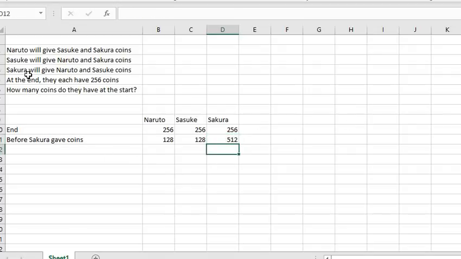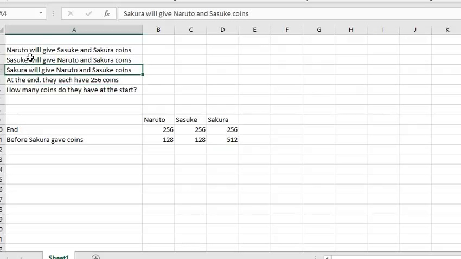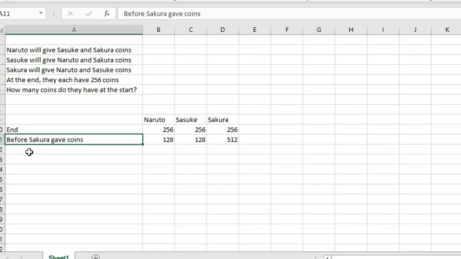Next, we figure out how many coins they have before Sasuke gave coins.